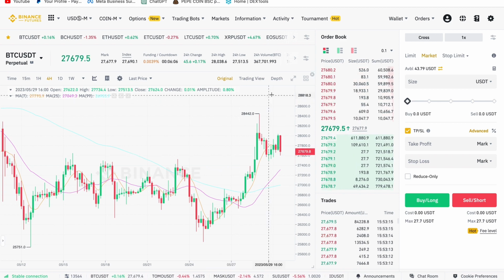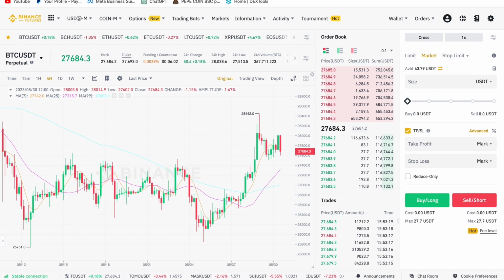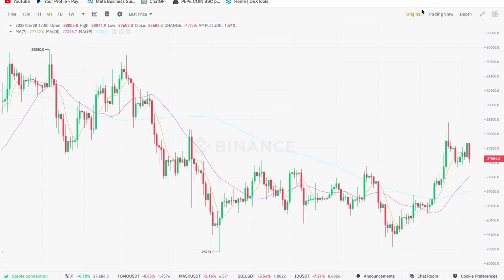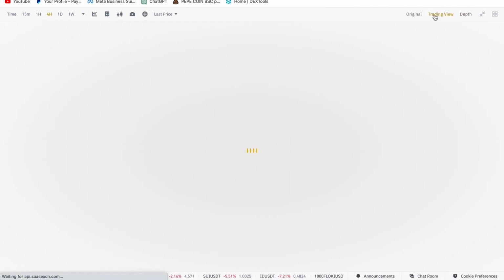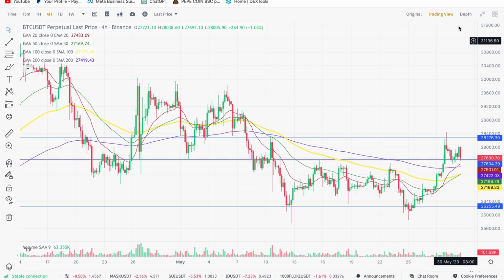So what you need to do if you want to get all these tools is, if I click on and enlarge the chart here, you can see we have TradingView, then we have Depth. For me, I just click on TradingView. This is where I learned my technical analysis. So I'll just click on TradingView, and you can see this is my TradingView.